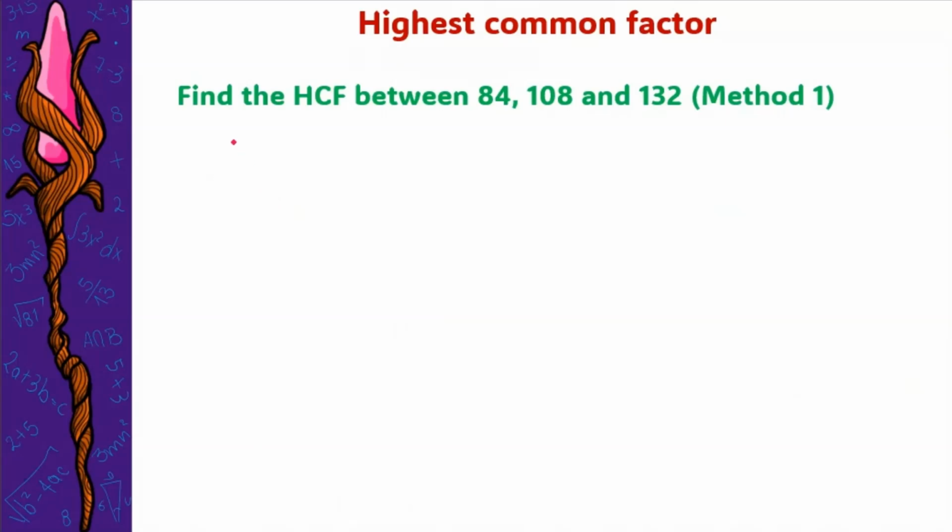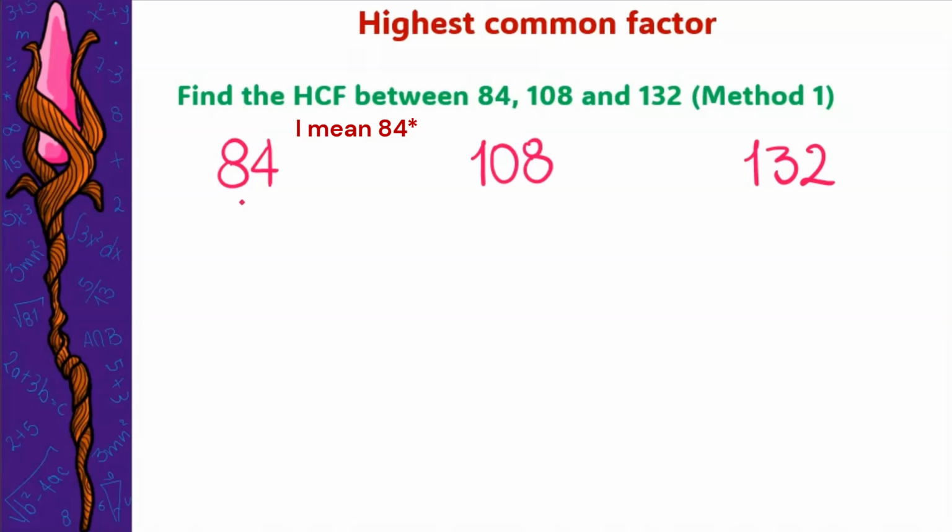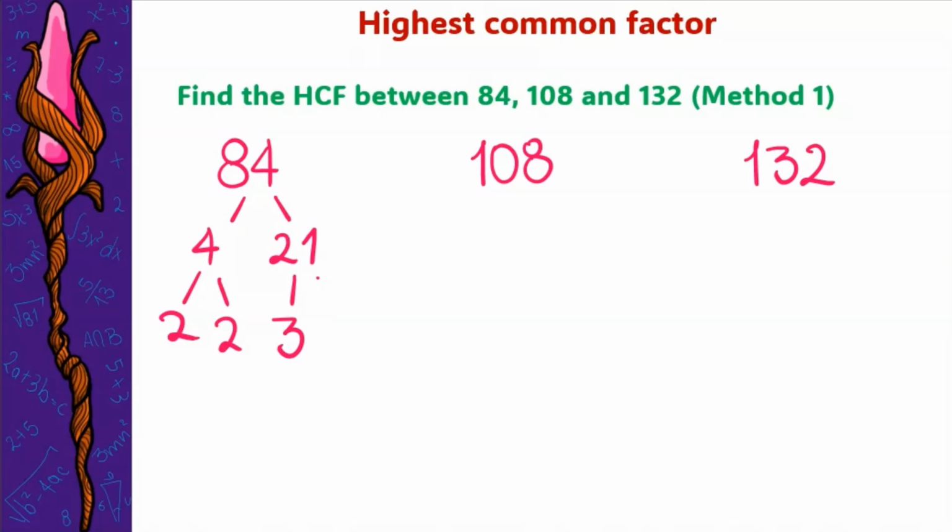We could do the same thing. 84, 108, and 132. Let's see, 84, we can write it as 4 times 21. If you don't know a multiplication that gives you the result, you can just divide it by a half, for example. 84 divided by 2 is 42, and then you keep going from that. You could also do that. 4 is 2 times 2, and 21 is 3 times 7. Okay, we have prime numbers already.